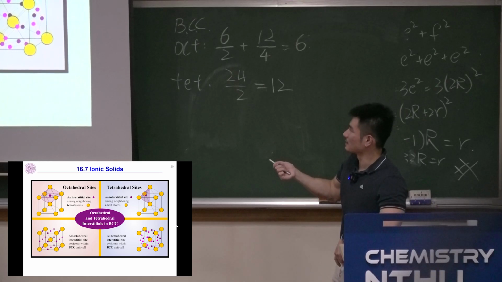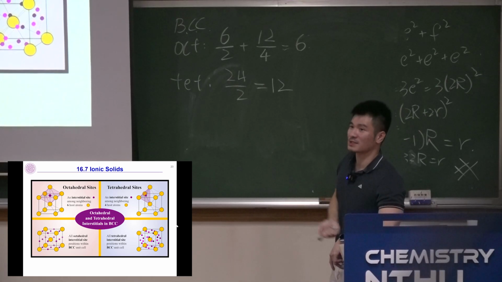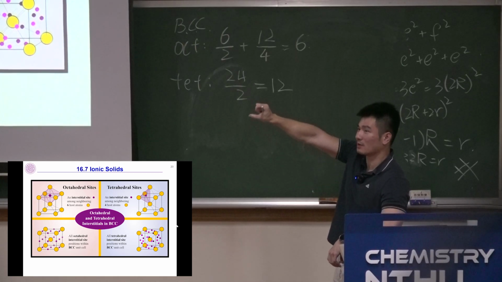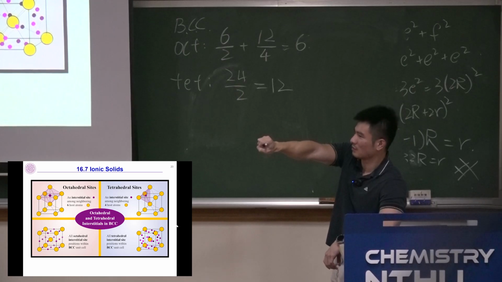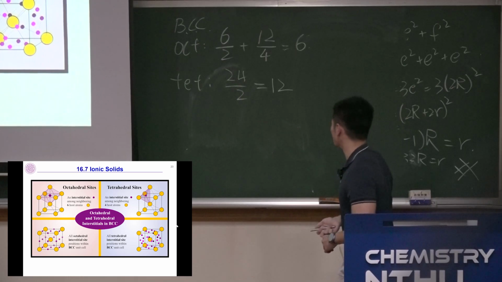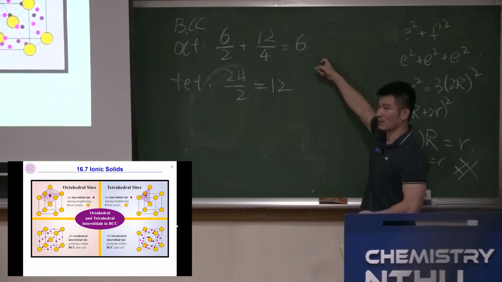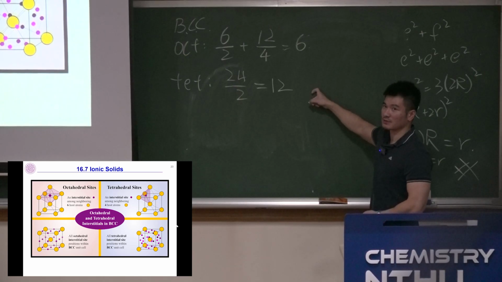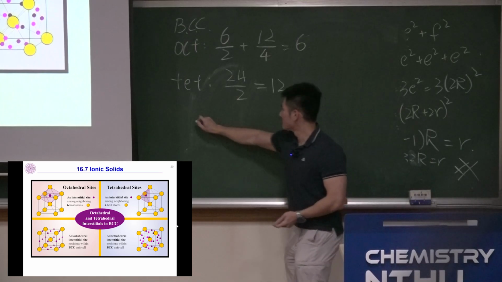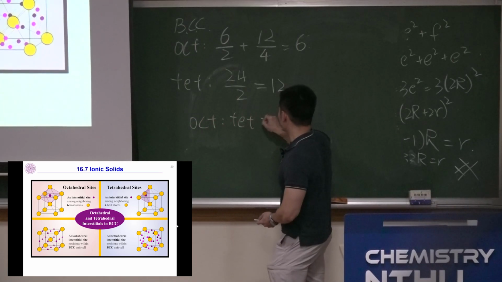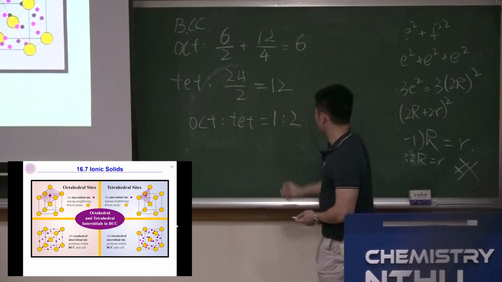Either they have small tetrahedral holes or they have one octahedral hole. It really depends on if your sphere is small or large. It's going to go to the octahedral hole or the tetrahedral hole, depending on the size. So immediately you can see the ratio between octahedral hole and tetrahedral hole is 1 to 2. Octahedral hole to tetrahedral hole is 1 to 2.